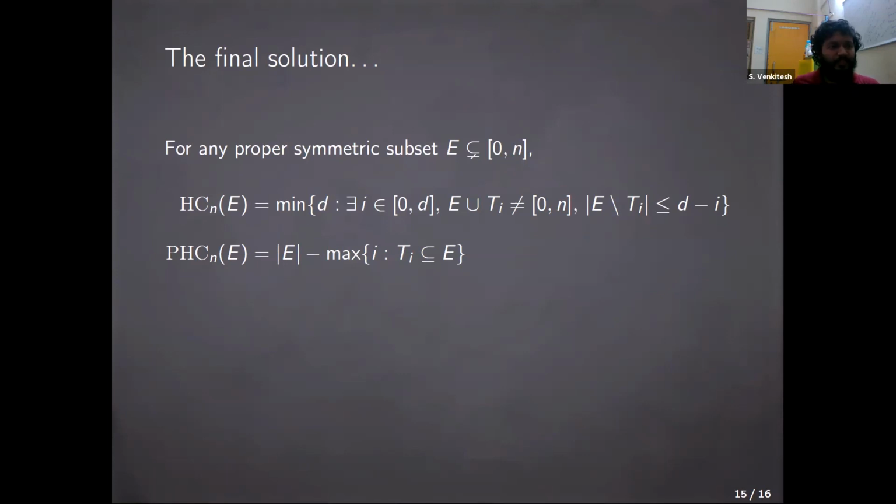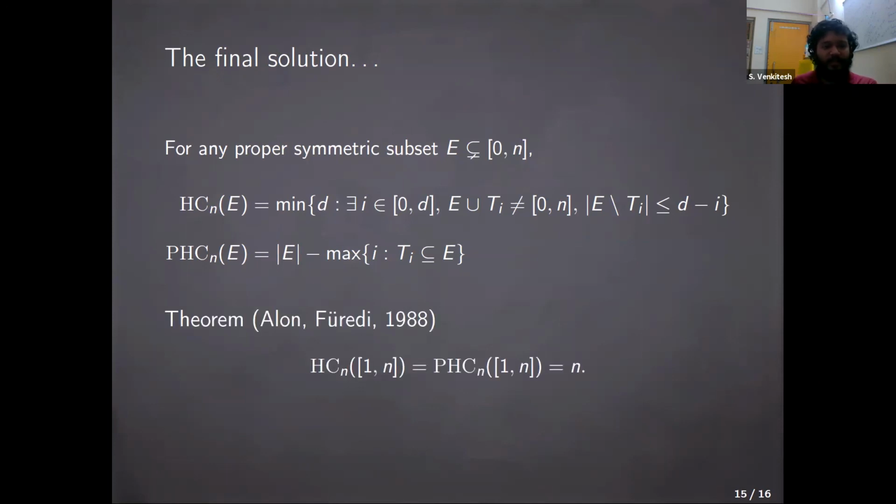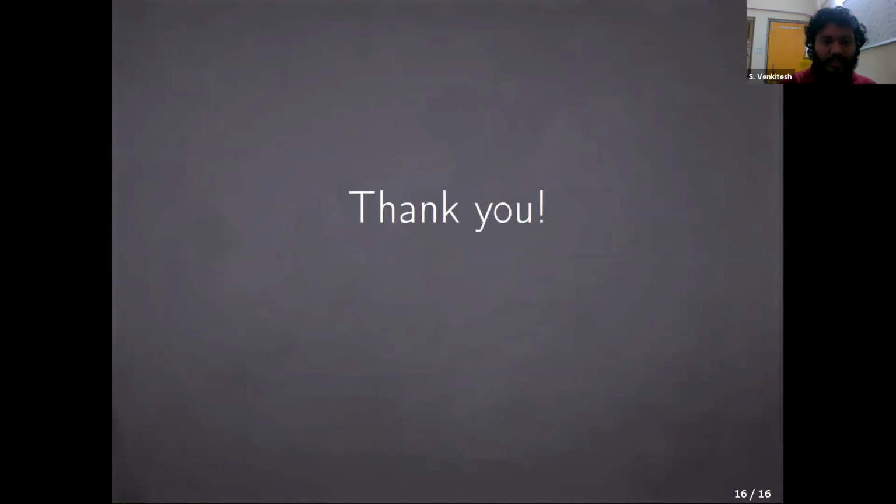And the proper hyperplane covering number is exactly mod E minus the max I such that Ti is contained in E. So just to finish up, what does this say about the first problem that we considered, Alon and Füredi's problem? It says that if you take the symmetric subset 1 to n, excluding the origin, then the hyperplane covering number and the proper hyperplane covering number are both the same and equal to n, because since we are excluding only one point, the notions of non-trivial cover and proper cover coincide. So the Alon-Füredi statement is a special case of both of these. And that's the talk. So thank you.